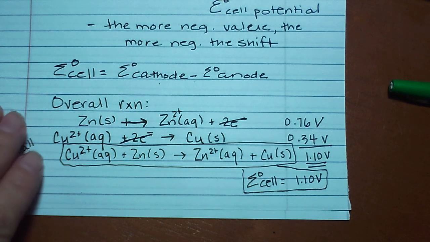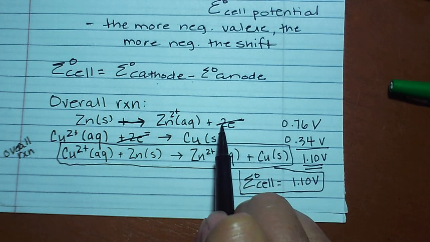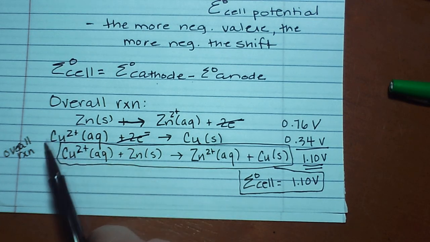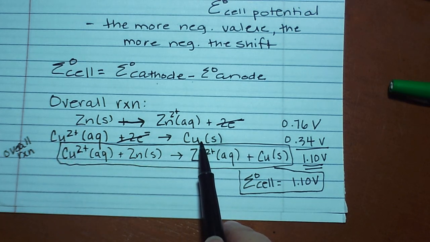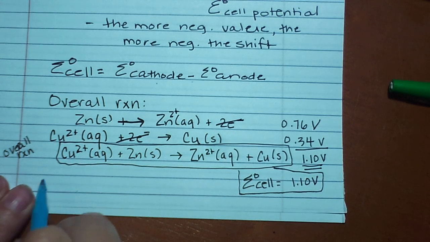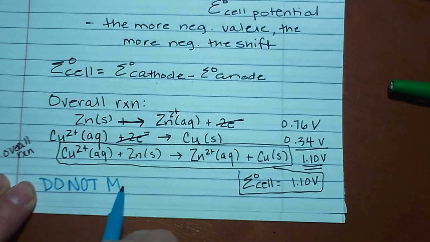All right, so one thing that's super important to know is that if one of these had 4 electrons and the other had 2 electrons, in order to add them together, just like with Hess's law, you would need to multiply this equation by 2. But what's very important is you would not multiply the voltage. So do not multiply voltage.